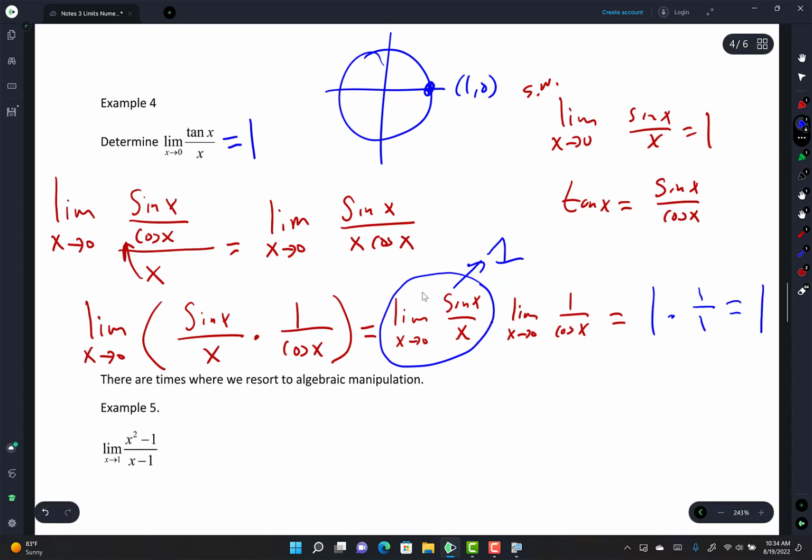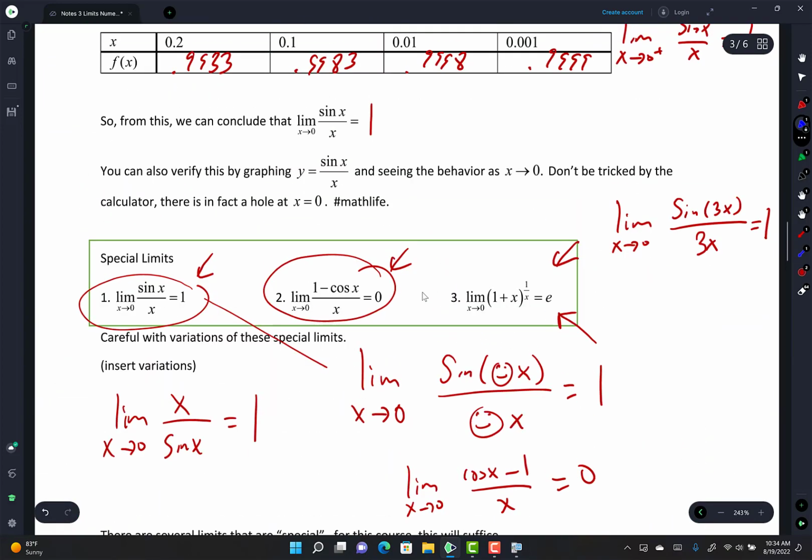That's my new limit. If you want to add this one as a special limit, I guess you can if you want to. So if you want to, come over here and write limit as x approaches 0 of tan x over x is 1. And so is the reciprocal. Limit as x approaches 0 of x over tan x is 1.